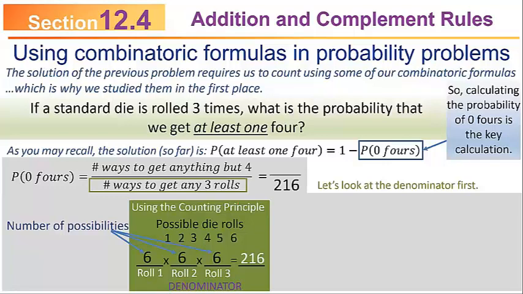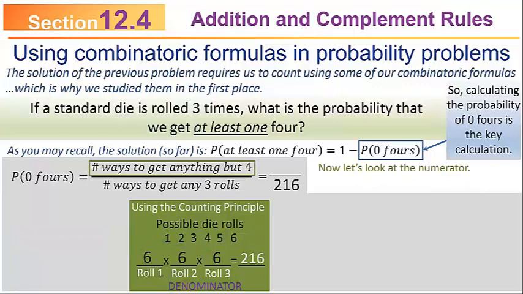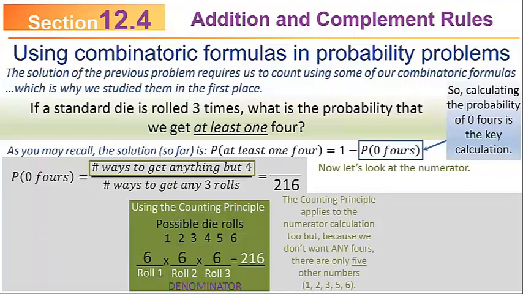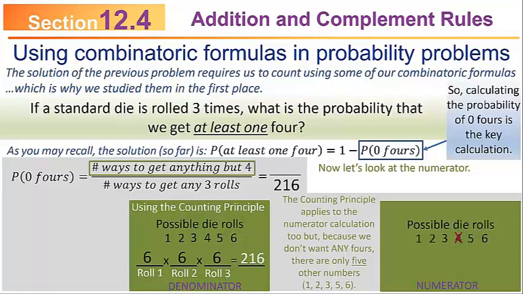That's the denominator. But what about the number of ways to get anything but a 4? Well, after having done the calculation we just did, I think you'll see that it's pretty easy to look at the numerator and see that it's the same thought process, but this time we're not allowing the possibility of getting a 4 because we're looking for the number of ways to get anything but a 4. So we knock the 4 out as being a possibility, but the process stays the same. We're still doing 3 die rolls. We just don't want any 4s.